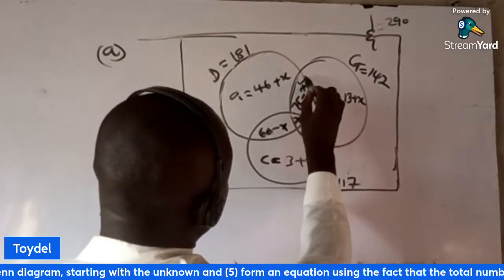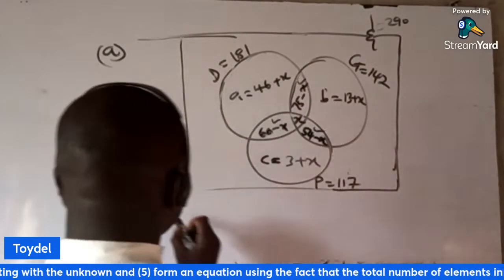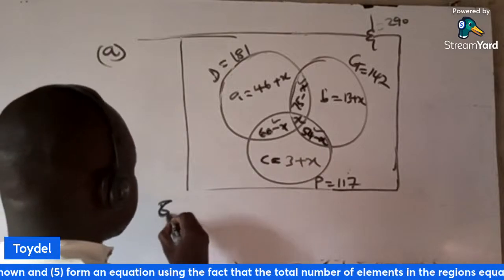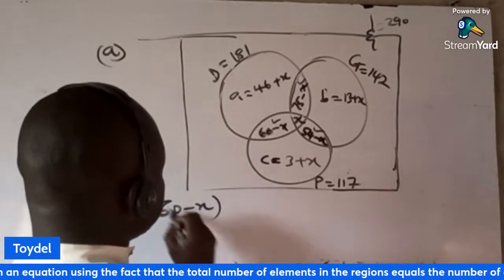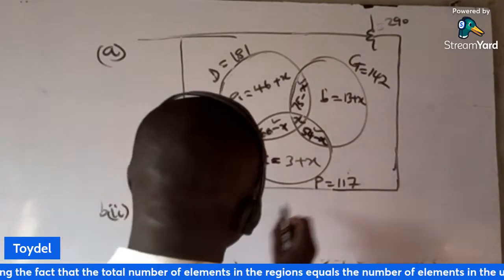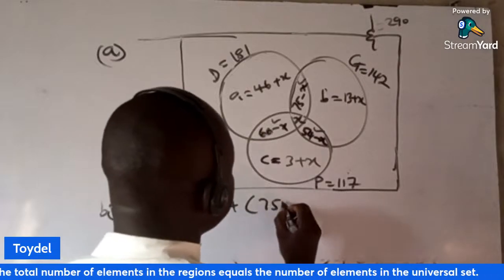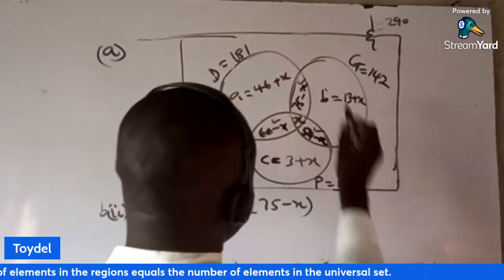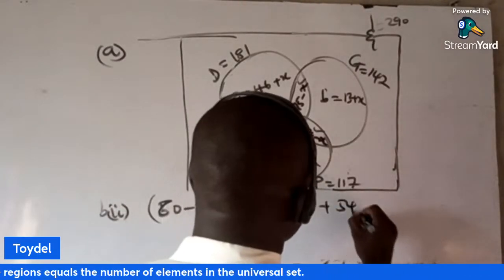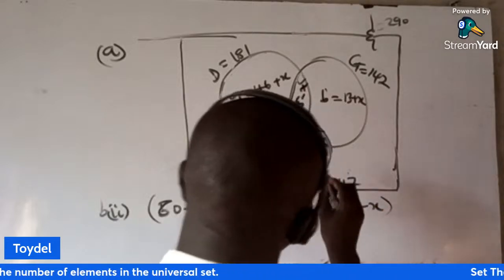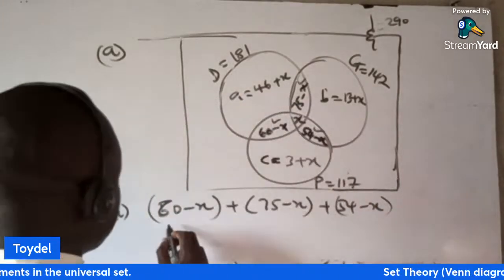These are the readers 1, 2, 3. That is where we have 60 minus x, readers of Daily Times and Punch, plus 75 minus x, readers of Daily Times and Guardian, then plus 54 minus x. Those are the readers that read Punch and Guardian. So we know the value of x now.